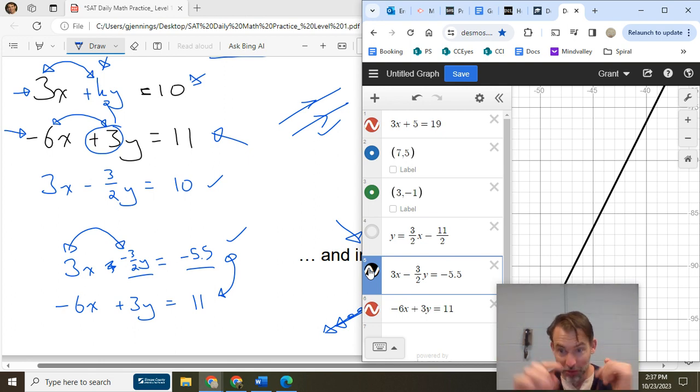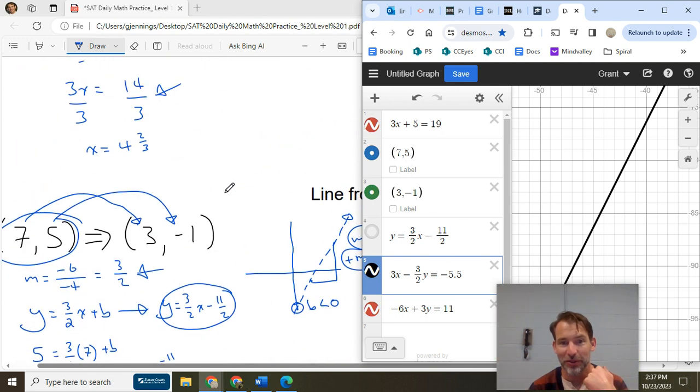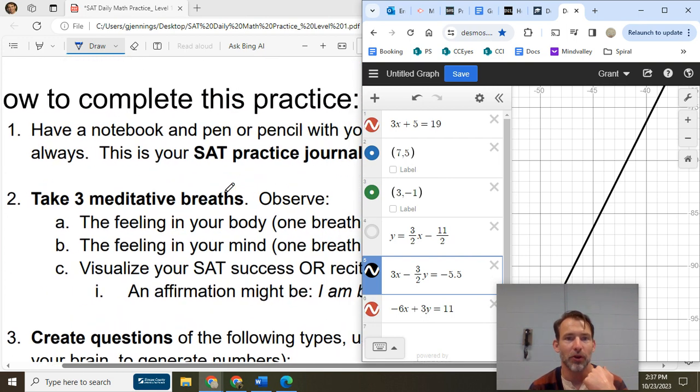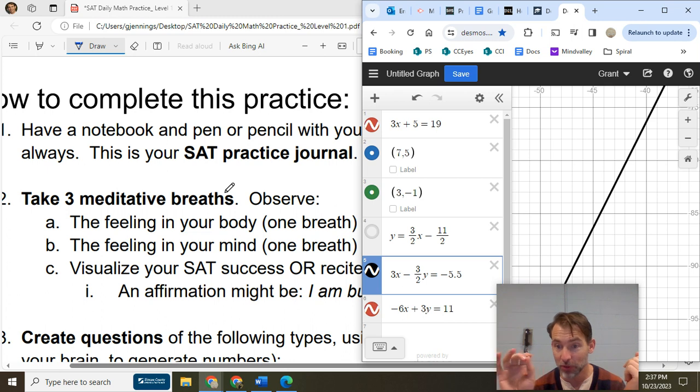Let's walk through how you structure your practice, and then I'll do the harder playthrough. So the first thing that we want to do is have a notebook and pen or pencil ready. I'm doing this on my tablet so that you can see it, but you can do it in a notebook. It's pretty nice. Start with 3 meditative breaths. My body feels pretty darn okay. I feel pretty relaxed. I don't feel any test anxiety.